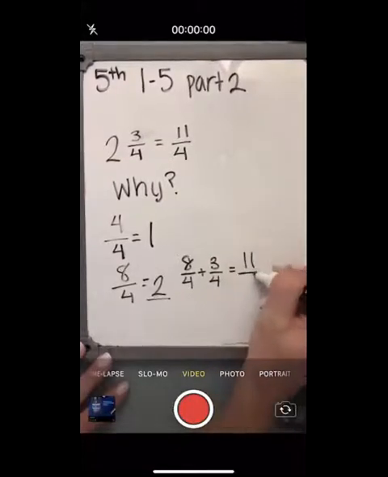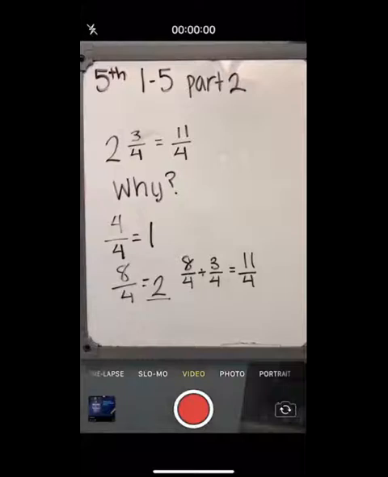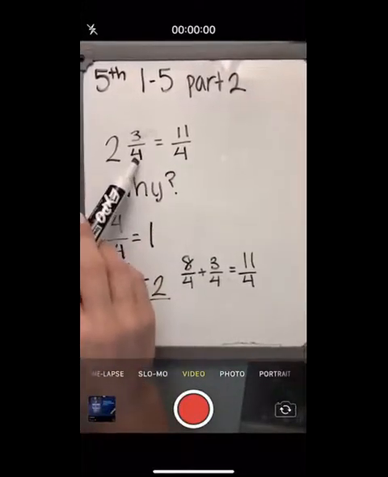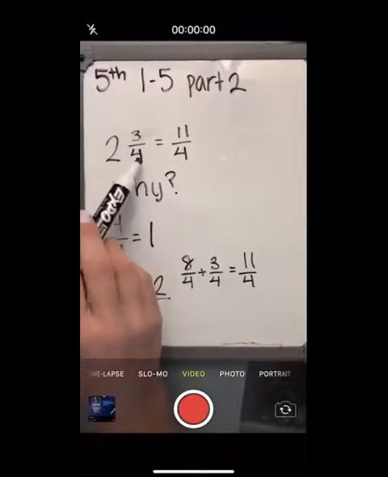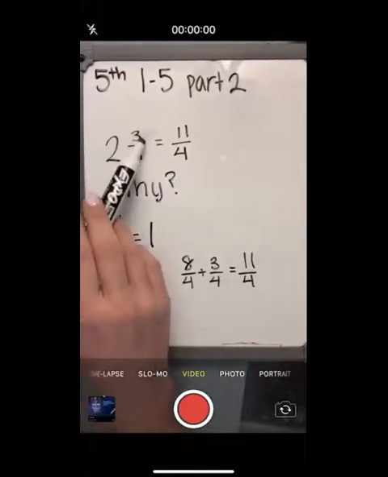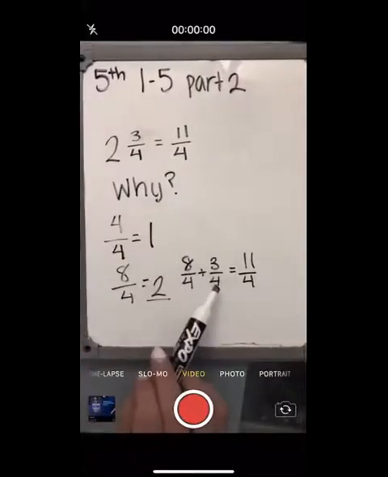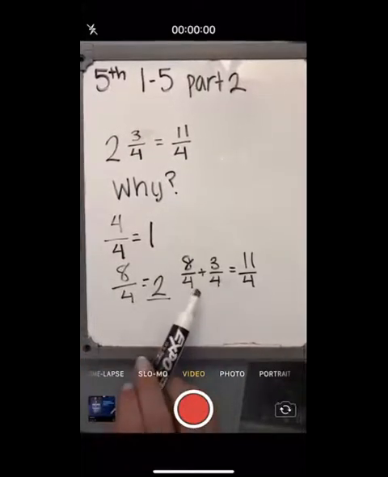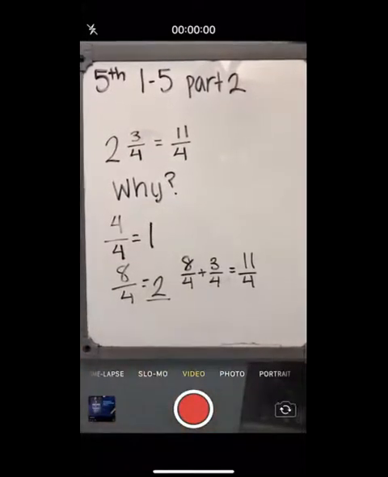equals 11/4. So if I had to write a paragraph about this, I would say something like, well, I know that if I'm working in fourths, 2 wholes would be 8/4. So that would give me my 2 wholes. And then I see there's another 3/4 remaining. So I need to add those 3/4 to the 8/4, and I get 11/4.